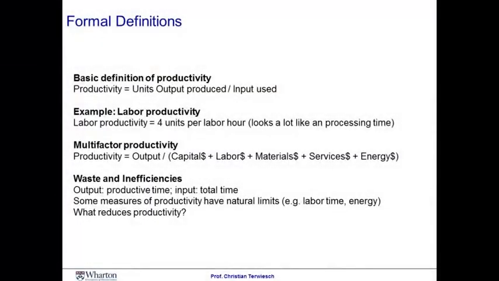As mentioned previously, we can define productivity as a ratio between the units of output produced and the input that is used. For example, we can define labor productivity as 4 units per labor hour. Units might be insurance claims, vehicles, or patients, and so you can think about the output produced, the vehicles, the insurance claims, or the patients, per labor hour as a productivity measure. Notice that those are exactly the processing times that we discussed previously.